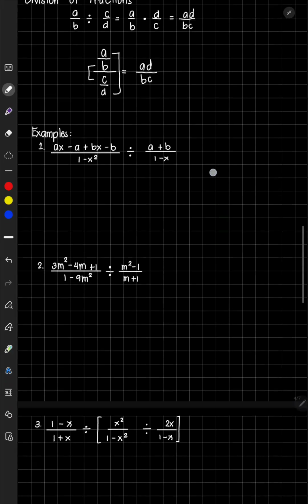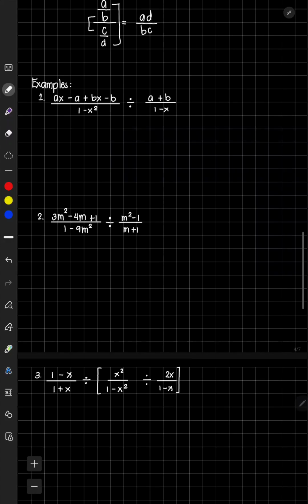So if we apply that into our examples, example number 1, we have ax minus a plus bx minus b, divided by 1 minus x squared, and then we have to divide this whole rational expression by a plus b over 1 minus x.